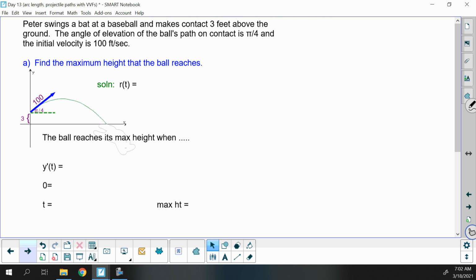So if we flip to the next page, we're going to have a scenario that we'll look at several different questions for.